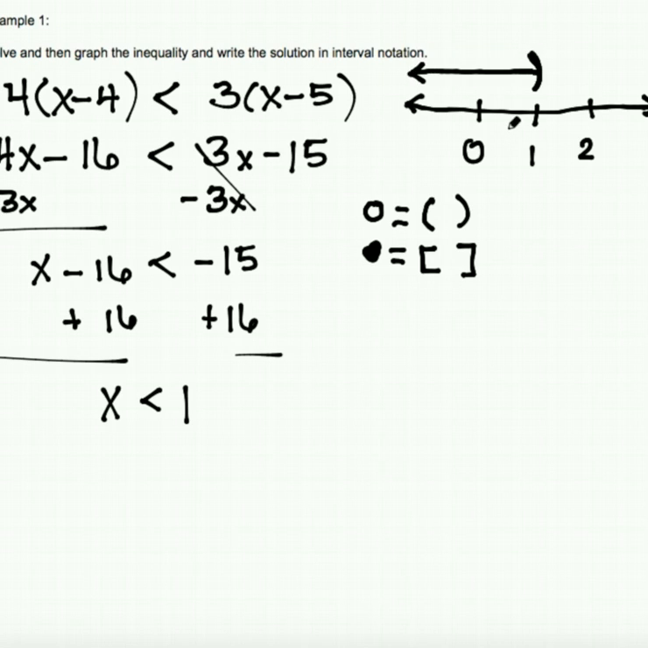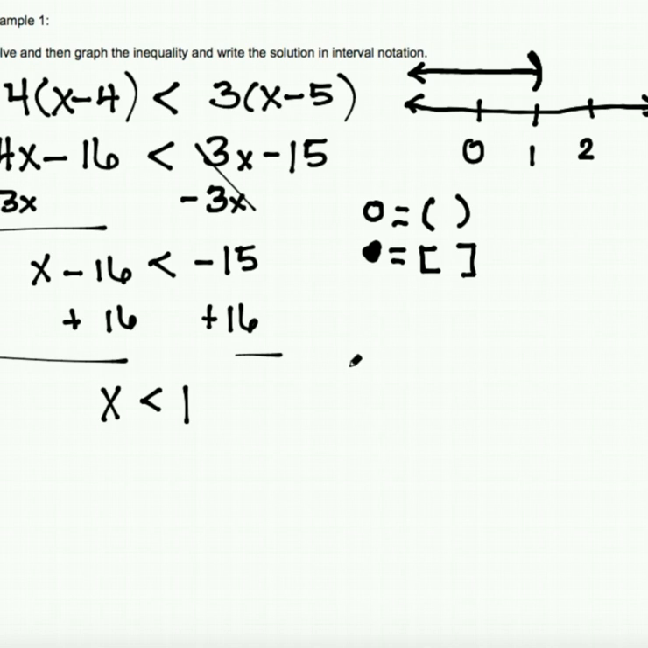Okay, 1 and everything less than it, not including 1. By graphing it, that helps us to write it out in interval notation. So the solutions to this inequality are all of the values less than 1. So everything up to 1, but not including 1. How do I write that in interval notation?